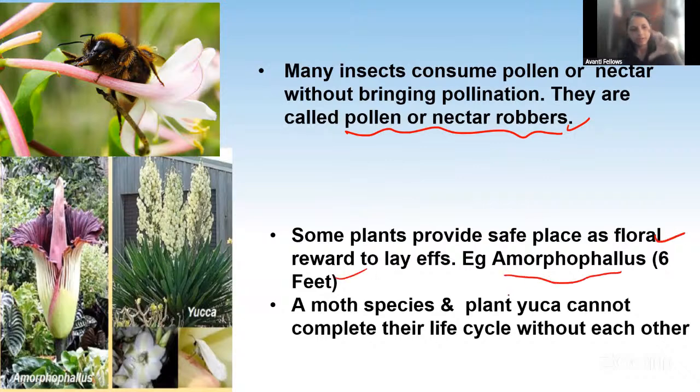Then coming to another reward, that is given by the moth species and the plant yucca. Both are mutually connected. Neither of them can complete the life cycle without the other. Just remember the moth is going to do the pollination and the yucca flower is going to get pollinated. Then the moth is going to lay the egg in the yucca. After that it is going to hatch out and come out. Remember this moth species and the yucca.